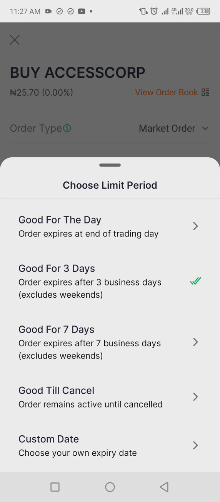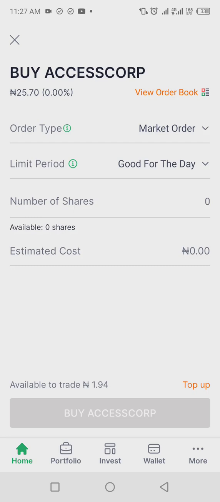So custom date, you can fix a particular date that you want your shares to be bought. Once that day has not arrived, you can come and cancel it. Is that okay? But we want to buy now, so we click on good for the day. Is that okay? If you want to buy immediately.